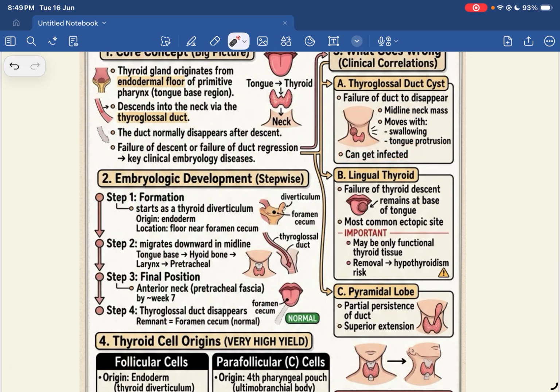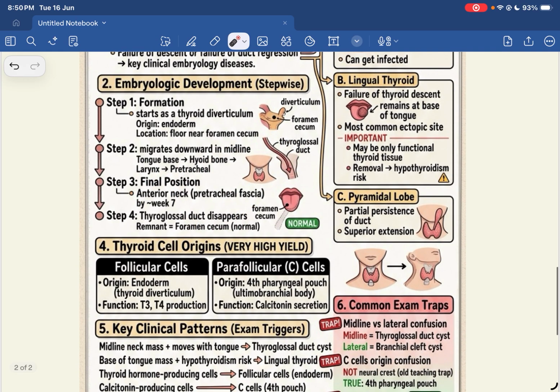Then sometimes what happens is that some of the thyroid tissue is present at the base of the tongue. That is called lingual thyroid tissue, which is also said to be ectopic thyroid tissue. Some people get it removed, but the major problem is that in those patients, that was the only source of thyroid hormone. So if the lingual thyroid gland is removed, the patient is going to present with signs and symptoms of hypothyroidism.